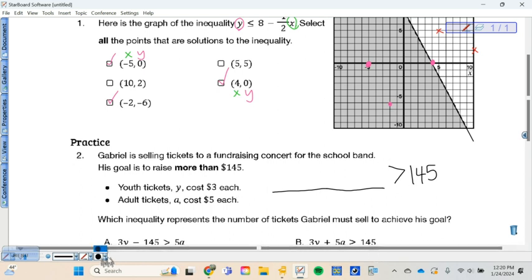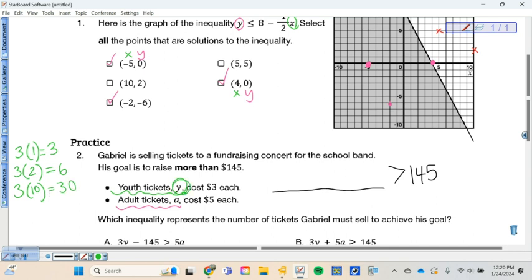And what are the two types of tickets that we're selling? Youth tickets and adult tickets. Exactly. How much do youth tickets cost? $3. So if I buy one youth ticket, how much money am I spending? $3. If I buy two youth tickets, how much money? 6, right? I just take 3 and multiply it by 2. What if I'm buying 10 tickets? I'm just multiplying by the number of tickets that I'm buying.